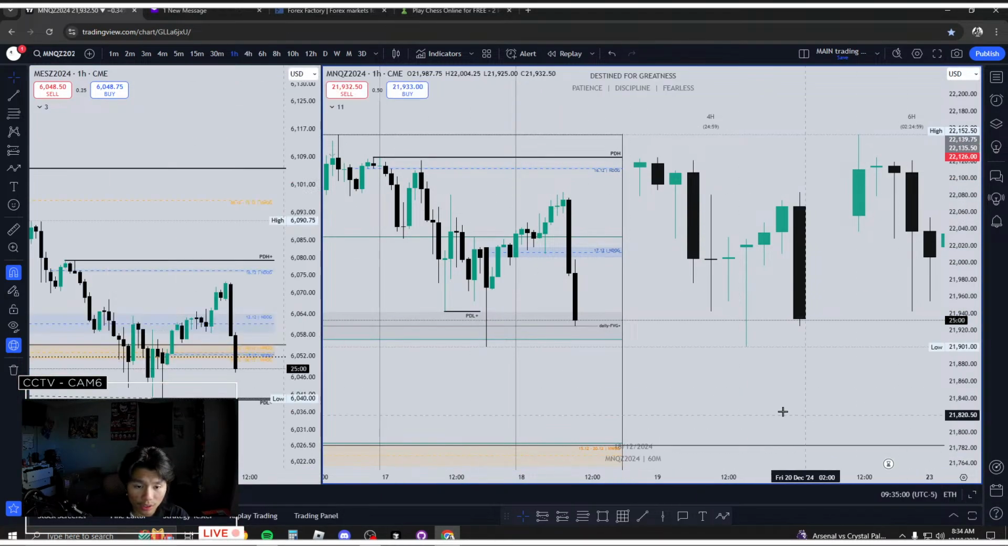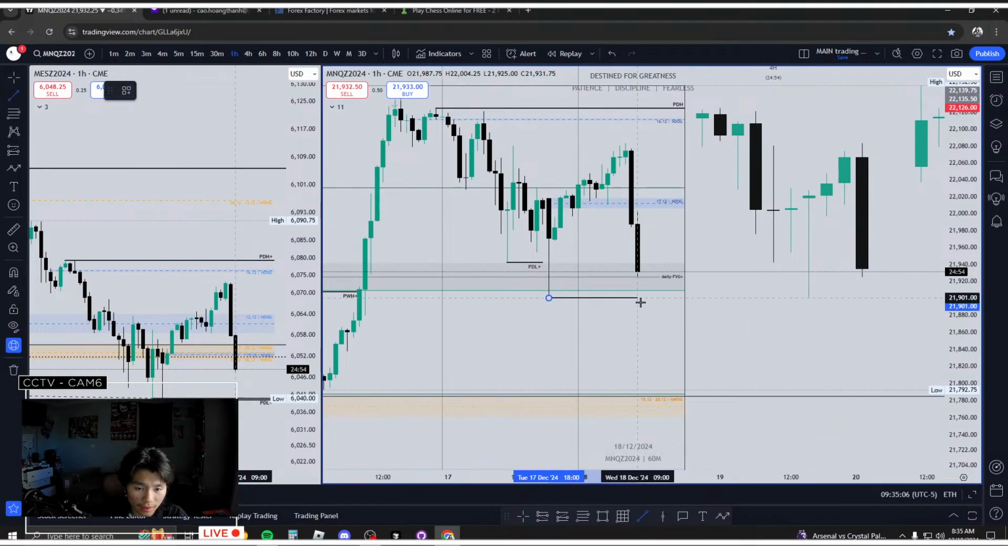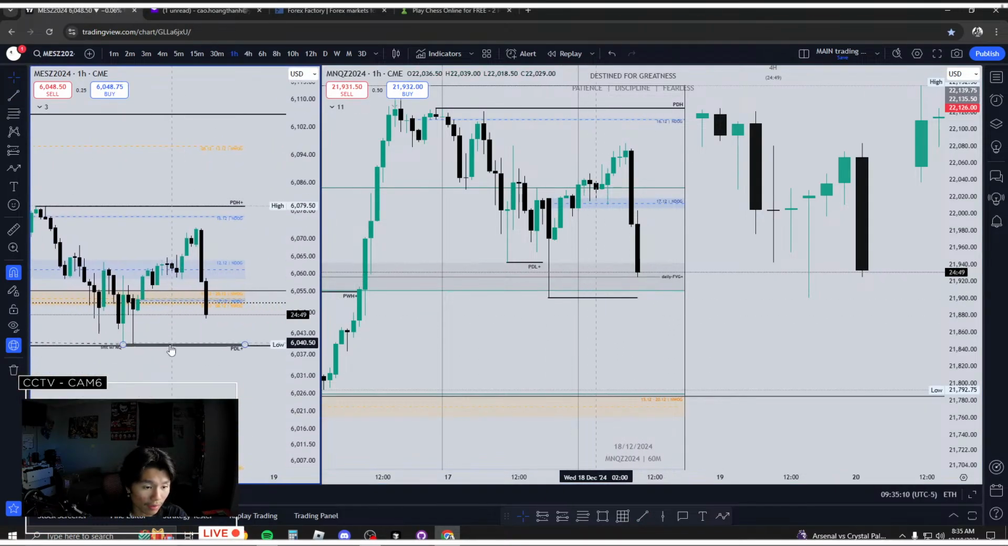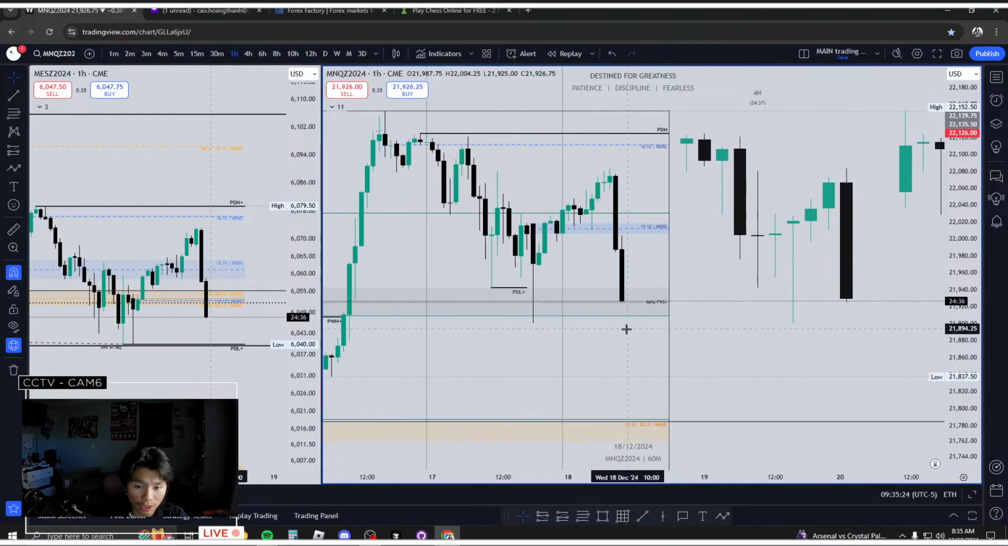Coming into this morning, I am anticipating for the 6 p.m. low to be taken, so I want to see this low get taken. Notice how on ES we have yet to take that low as well, so there's no SMT divergence as of yet between those two lows. I want to see price take out that low and possibly retrace back into equilibrium again, or back into discount, at least for the morning objective.